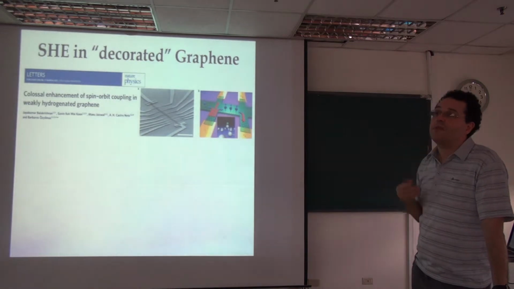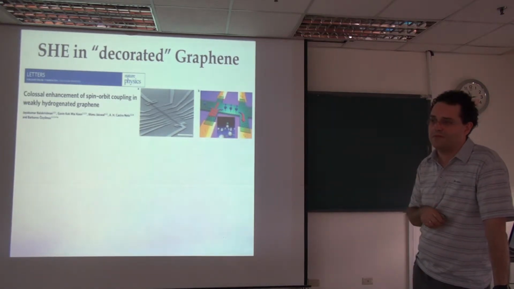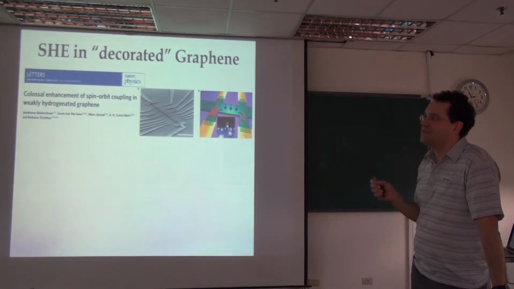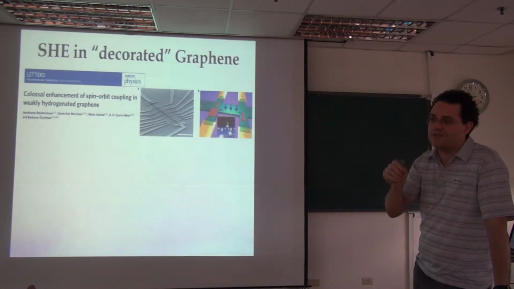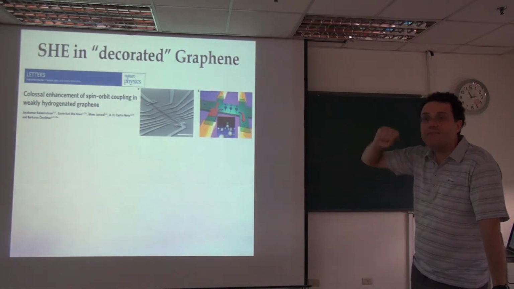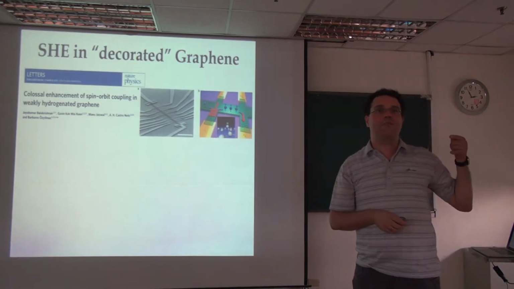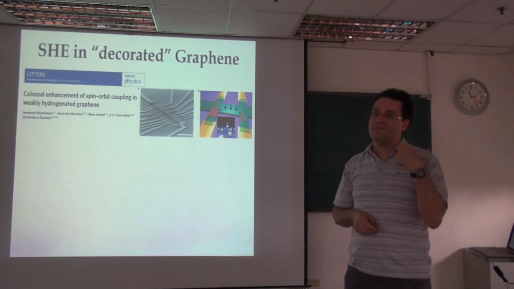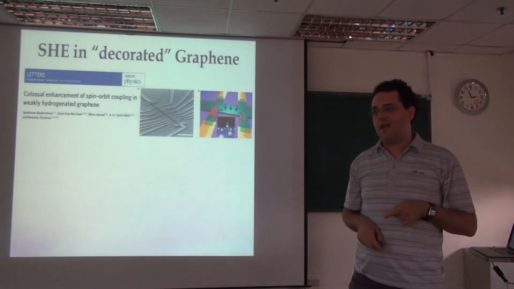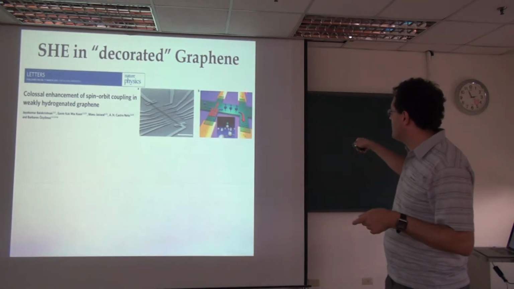Now, in transport theory, there is something called Onsager relations, which tells you that if you have an effect, you also must have the inverse effect. So there is something called the inverse spin Hall effect, which tells you that if you pass a spin current through a material that exhibits the spin Hall effect, then you will generate an electric current perpendicular to it.